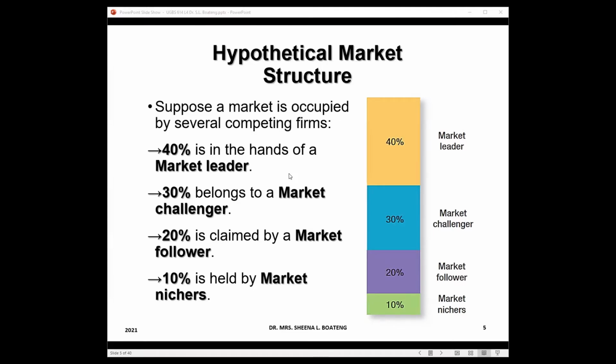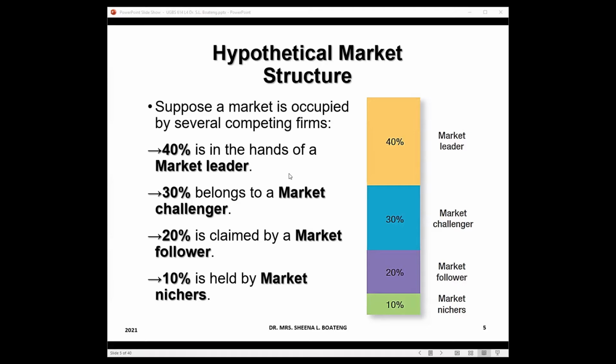So in essence, we are going to discuss how each of these competing firms, including the market leader, the market challenger, the market follower, and the market nicher, can compete effectively and grow in this hypothetical marketplace that we are talking about.